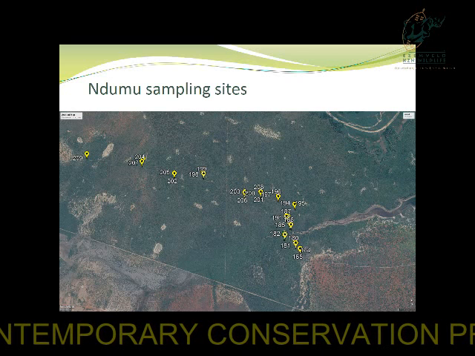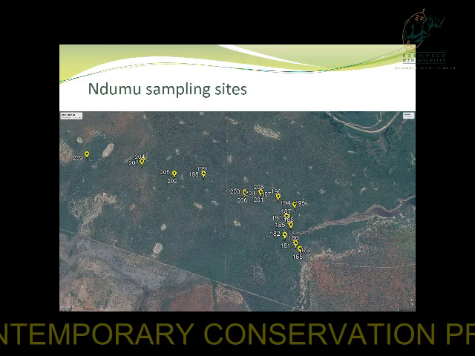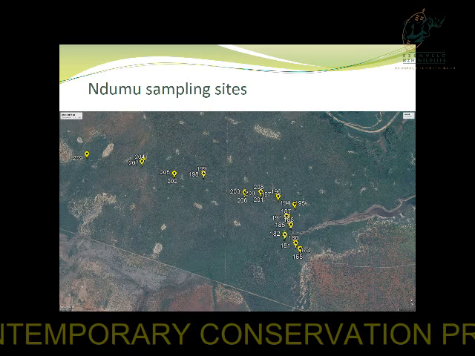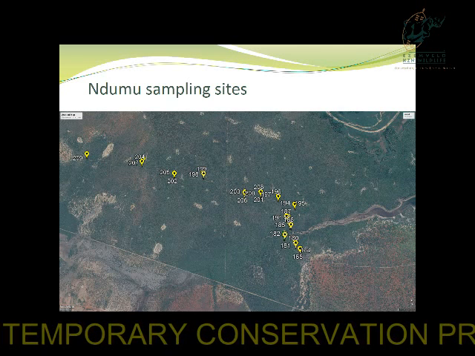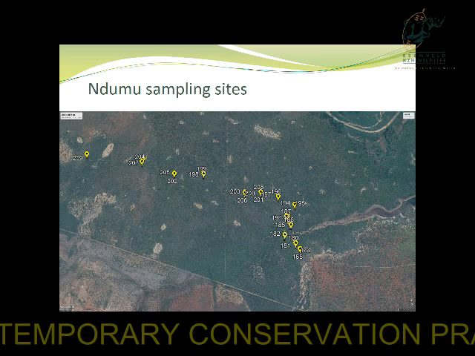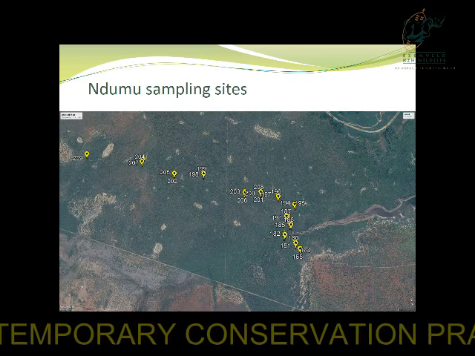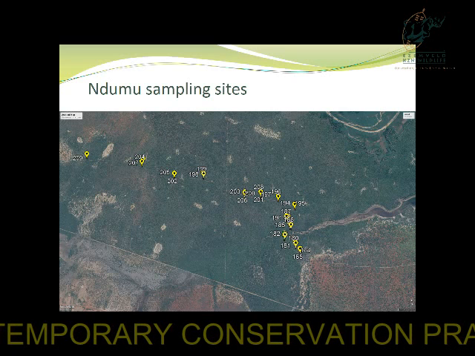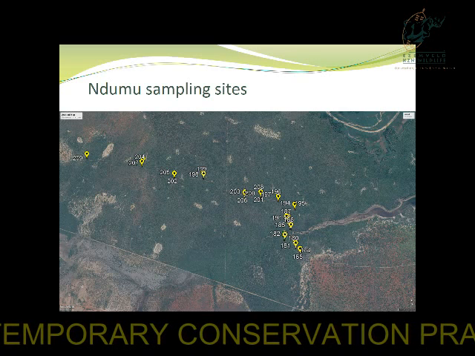So in the case of Tzanini, we actually had previous GPS coordinates, so we basically went into the field where they were present. But in the case of Ndumu, we had no such information, so we basically had to go on word of mouth of where they actually saw a Suni and walk into the field.